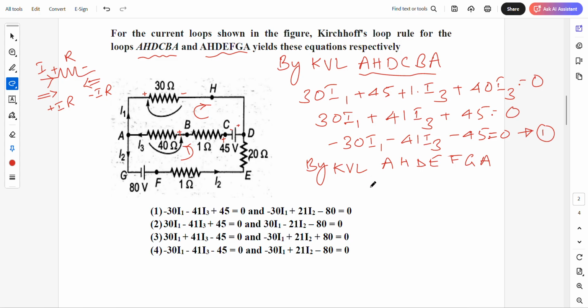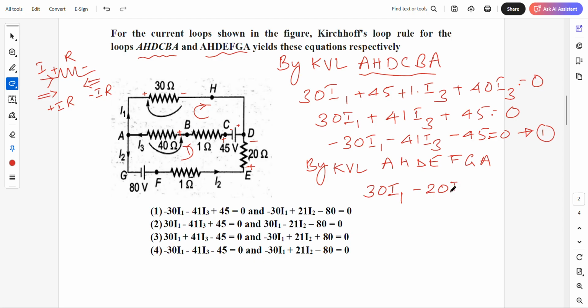From A to H, 30 I1 comes. Between A to H there is a 30 ohm resistor. Current I1 is flowing. The drop is 30 I1. Now between H to D there is nothing. Then D to E, see, current is flowing like this, so this will be plus here, current is entering here, and this becomes minus. So from A to H plus 30 I1. H to D nothing is there. D to E, minus of 20 I2 I will write.